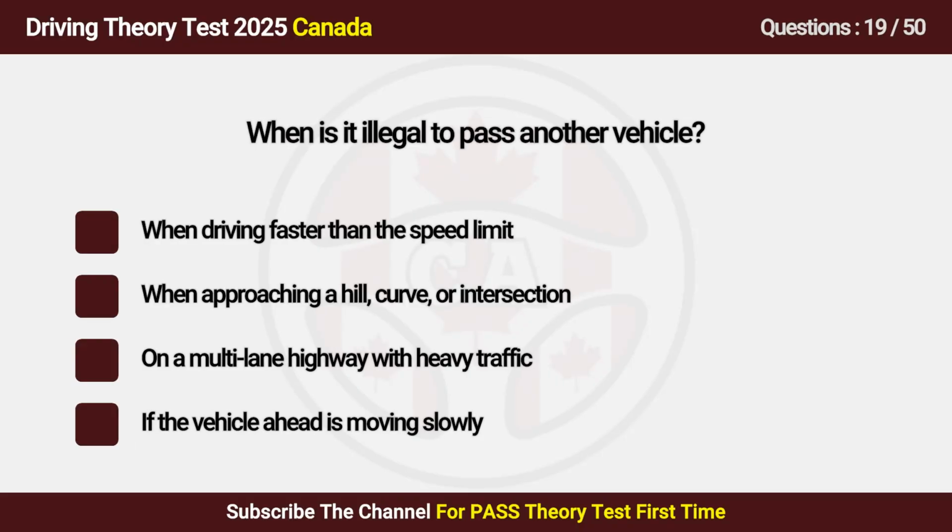A. When driving faster than the speed limit. B. When approaching a hill, curve, or intersection. C. On a multi-lane highway with heavy traffic. D. If the vehicle ahead is moving slowly.